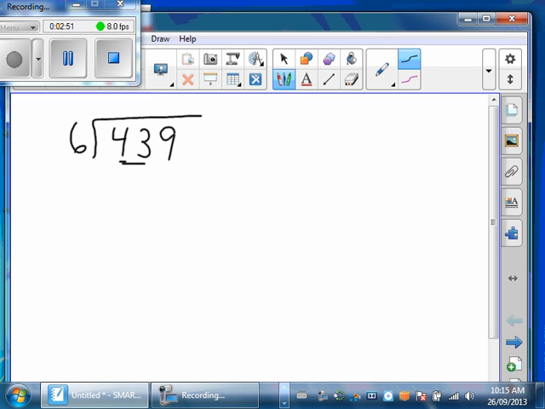Is there a number that gets us close to 43? The answer is yes. We know that 7 times 6 equals 42. And when we subtract that, we're left with 1. Now we reach up, we grab our 9, and we drag it back down, and we attach it to that 1 to give us a number of 19.